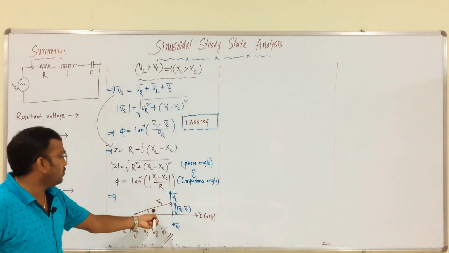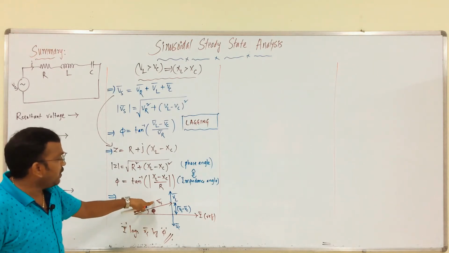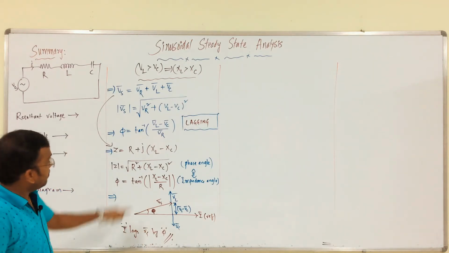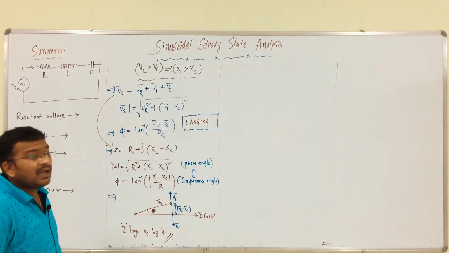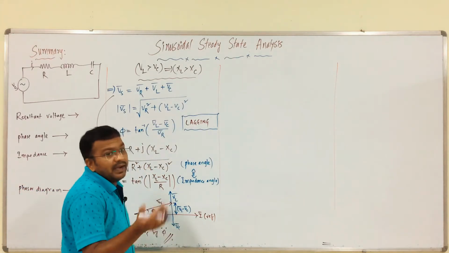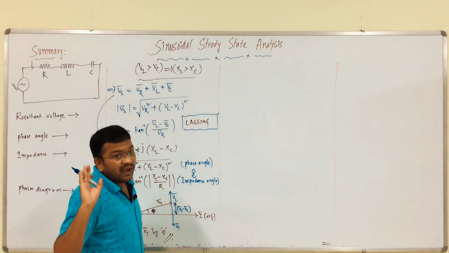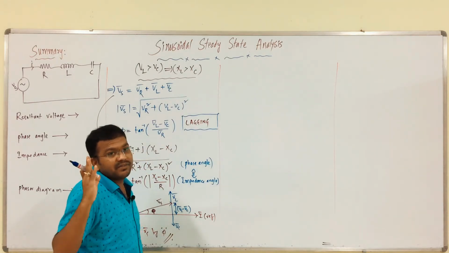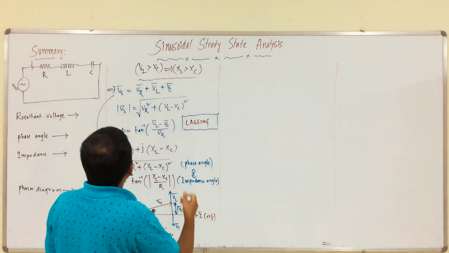See, this is the proof. Current lags resultant voltage by phi. That is why from this circuit we are having lagging power factor, lagging phase angle. We will discuss the power factor concept later. Then we will say lagging power factor, leading power factor, unity power factor. The next is what?